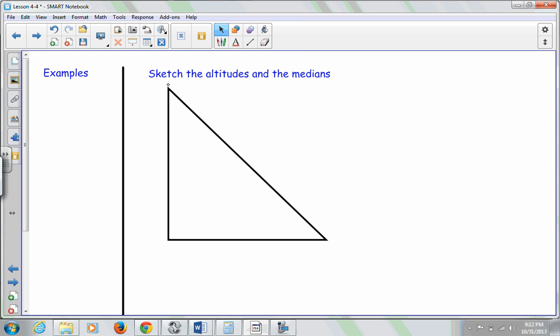Examples here. It says sketch altitudes and medians. So I'm going to go ahead and do that. Okay, altitudes. Remember, altitudes are the height of a triangle.